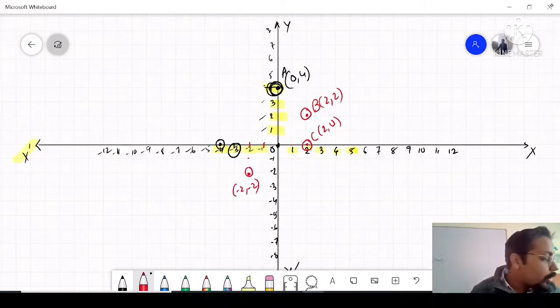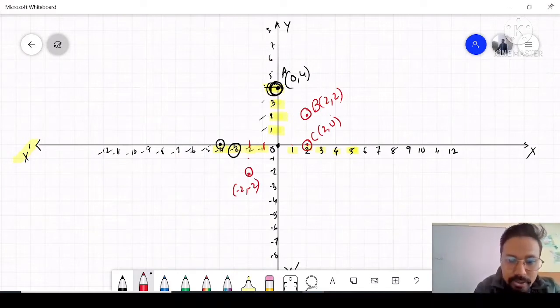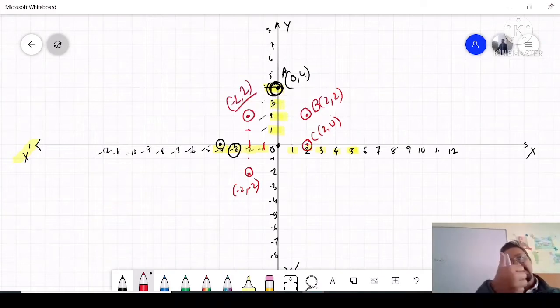Next, what do we have here? Yeah, let's try one more. Suppose H. H is minus 2, 2. So minus 2 again, as I have said, minus 2 means towards the left hand side, x-axis first. So minus 1, minus 2, and then 2 on the top. So minus 2 and then 2. So this is our point. Minus 2, 2. Minus 2 towards the left hand side, 2 towards the top.